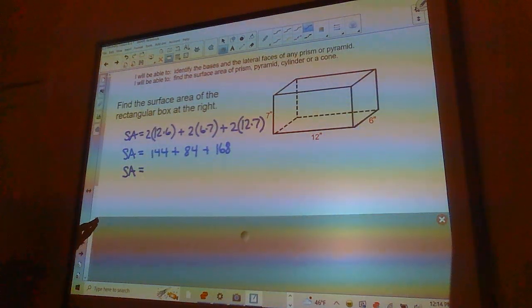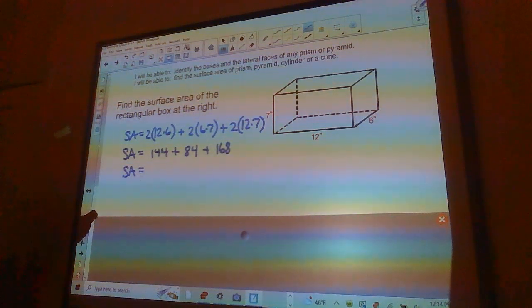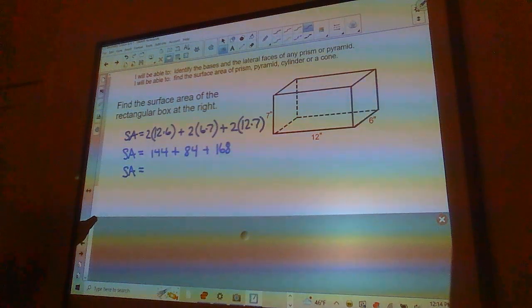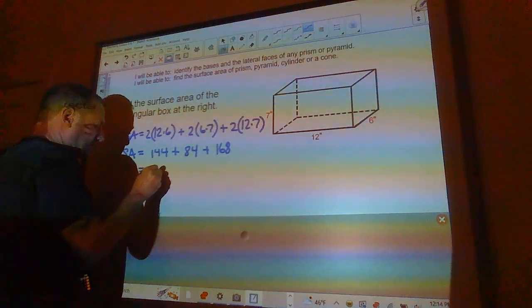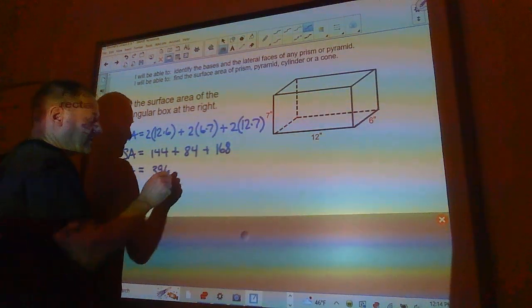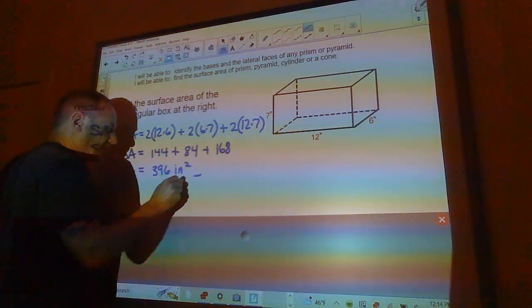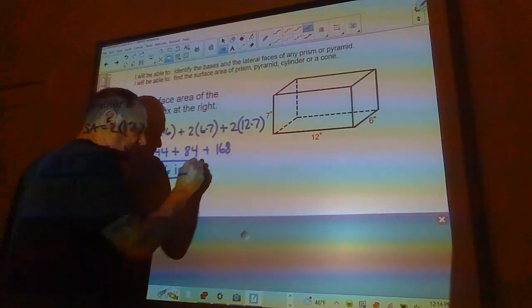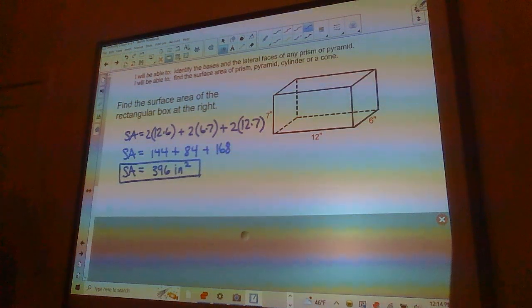Let's go ahead and add these up. 144 plus 84 plus 168 is 396. And that's going to be in square inches because it's an area question. Surface area is always measured in square units. And there we go.